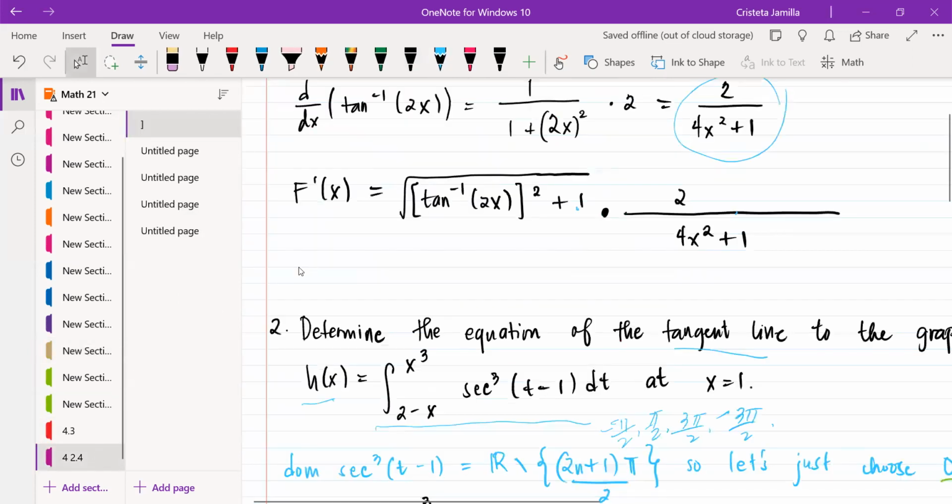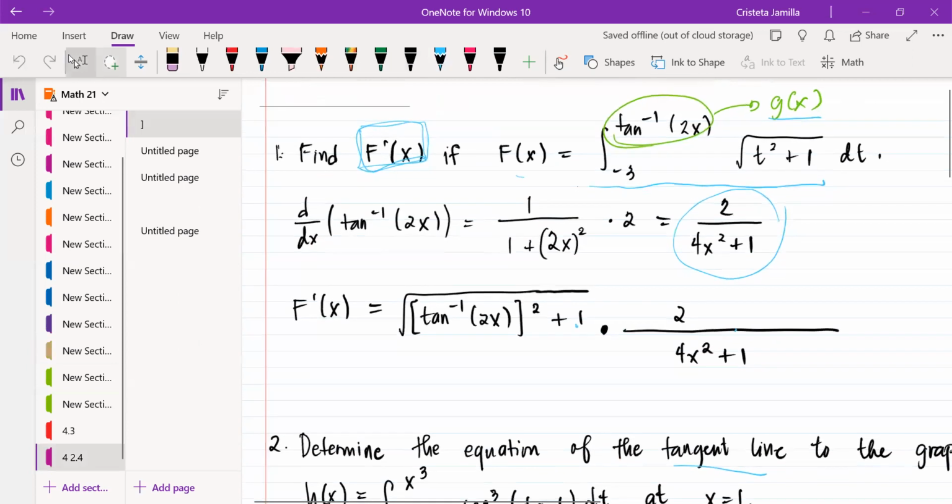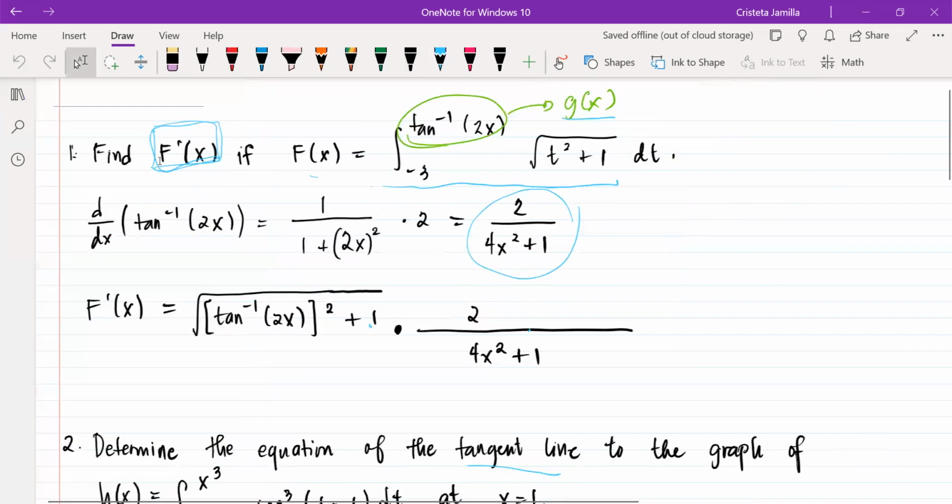Now, going to the exercises that we have. For number 1, find f prime if f of x is equal to negative the integral of the square root of t squared plus 1 dt from negative 3 to tangent inverse of 2x.